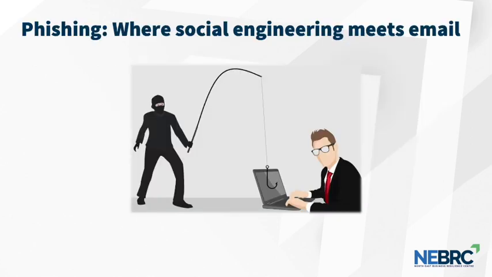What is phishing then? Well, email phishing is social engineering in email. So social engineering is the psychology of how we trick people into doing something and we manipulate people into doing something, and we're using emails to do that.